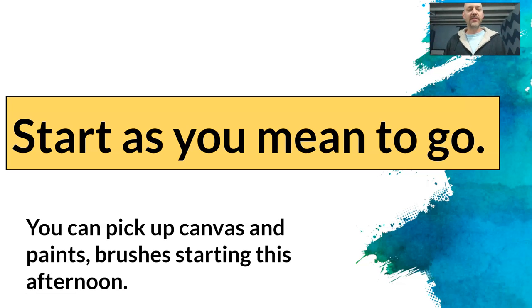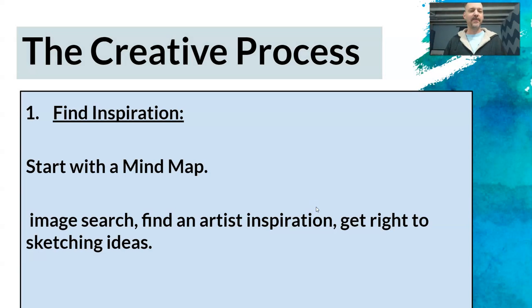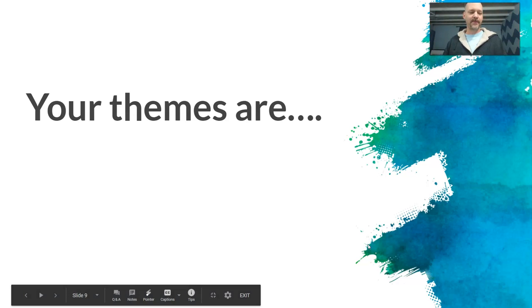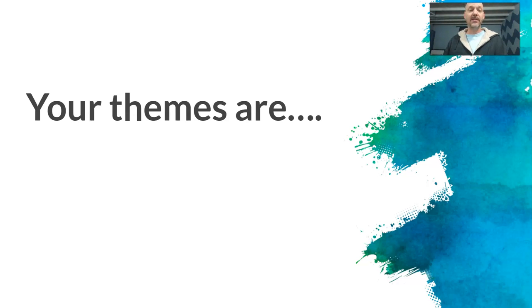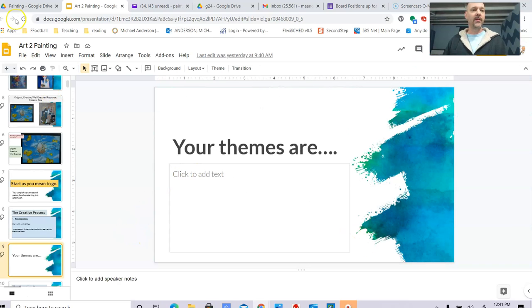So start as you mean to go, right? If you want to have an awesome painting in the end, start out awesome. Get into these first parts. Do the mind map well. Do your sketches well, right? Each part builds on another. So first of all, inspiration. Okay, we're going to use our creative process. So maybe starting with a mind map, getting some ideas, right? Googling some images, whatever it is that gets you going. So here are your themes. So you can start mind mapping or researching both themes or one theme, whatever you want to do there.